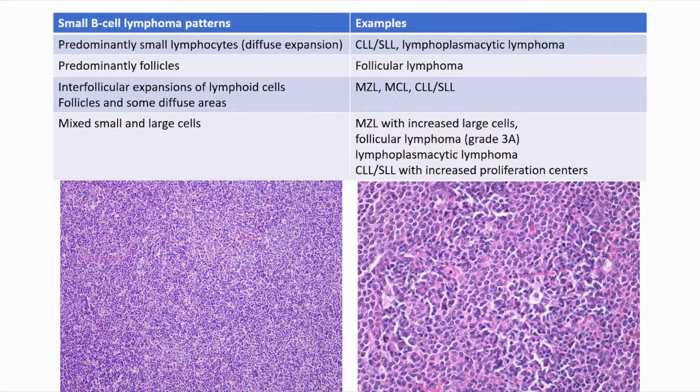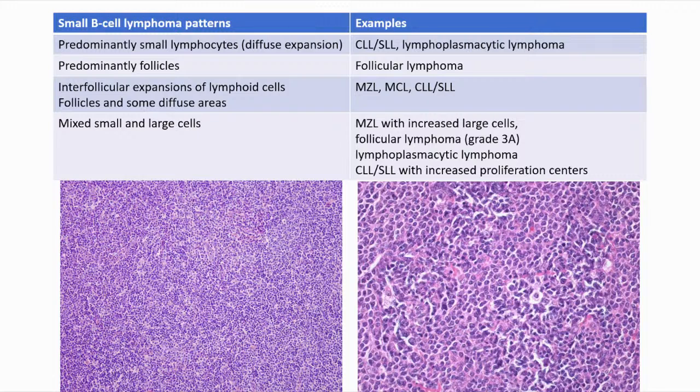Mixed small cells and large cells. You may see that, and obviously that's a hint. You want to also rule out that you've got a Hodgkin lymphoma or something else going on, but it could be seen in marginal zone lymphoma, which can show increased large cells, which may not necessarily be of significance, but can create a heterogeneous and atypical look. Follicular lymphoma, such as grade 3A, where you have a mixture of centrocytes and centroblasts, lymphoplasmacytic lymphoma, or increased proliferation centers in CLL, SLL.